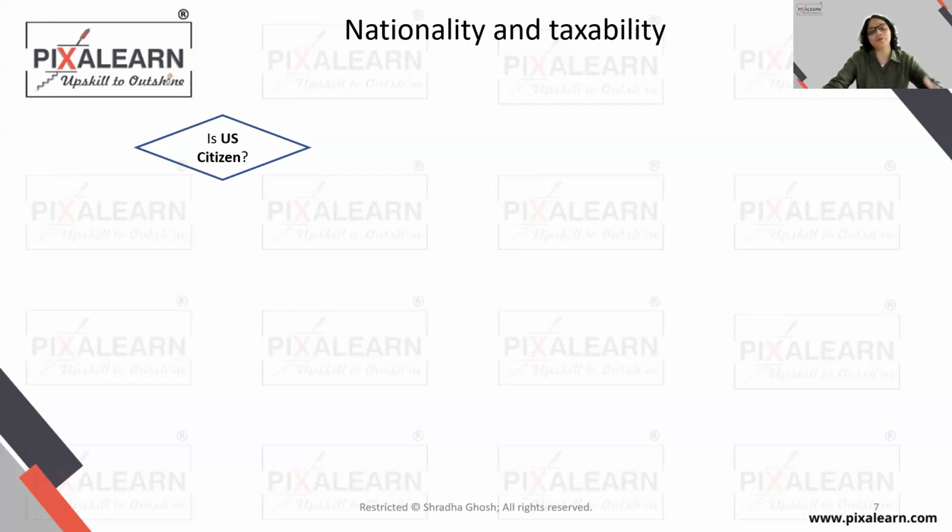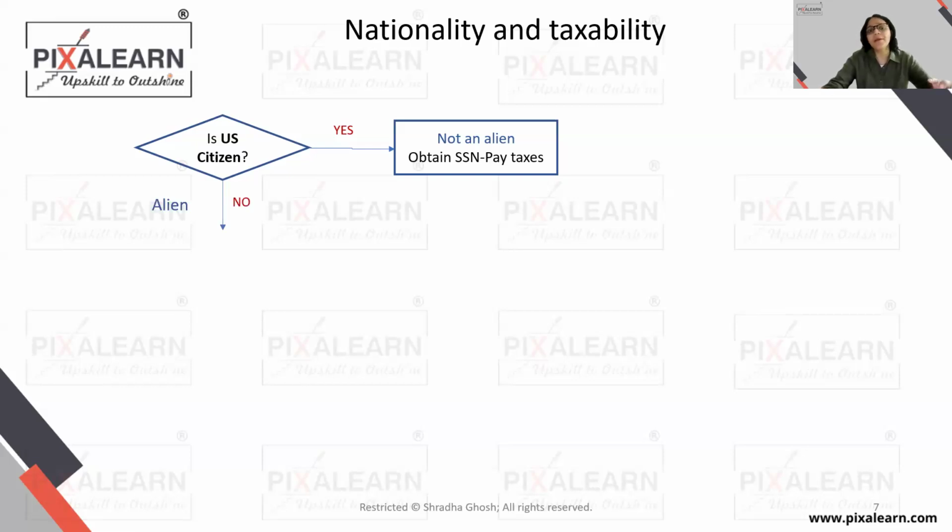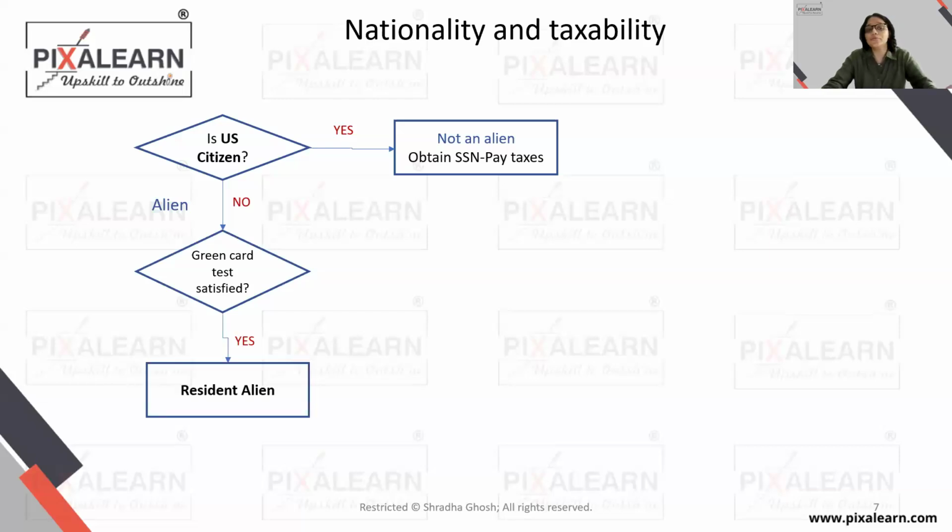So the first thing it's going to ask itself is, does this person have US citizenship? Because if this person has US citizenship, then that person has to obtain a social security number, which every person in the US has, then pay taxes. And we say that that person is not an alien in the US. But in case you do not have US citizenship, then you're supposed to follow either of the two tests. One is the green card test or the substantial presence test.